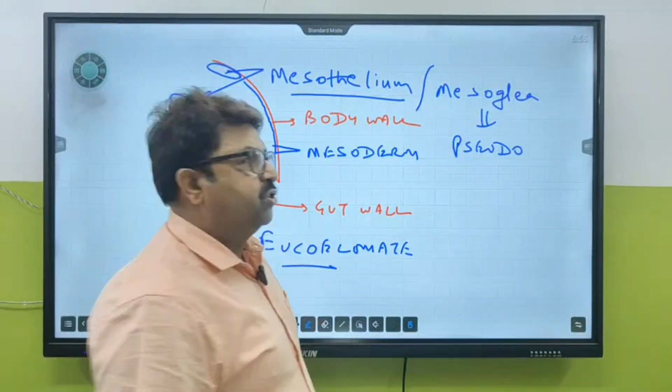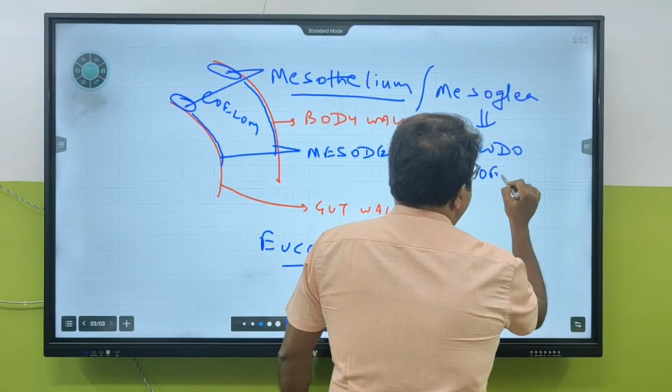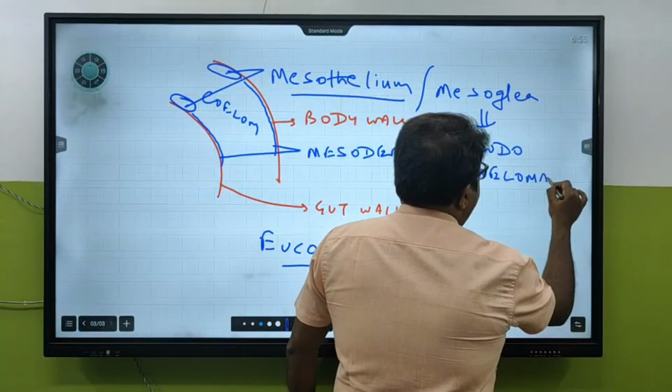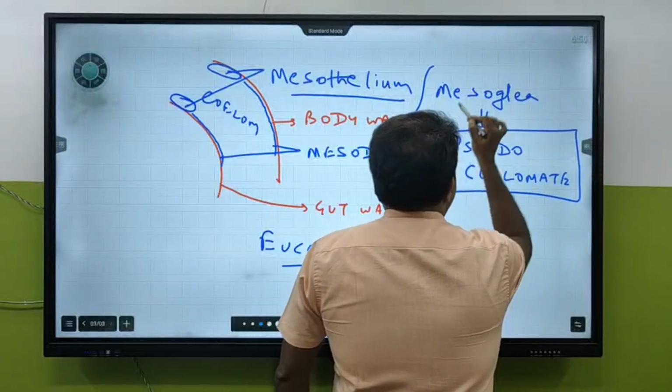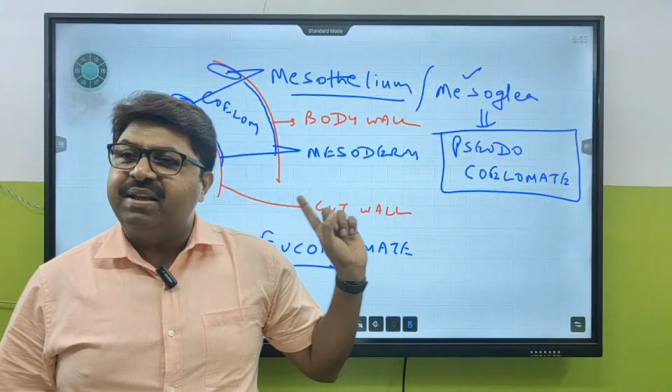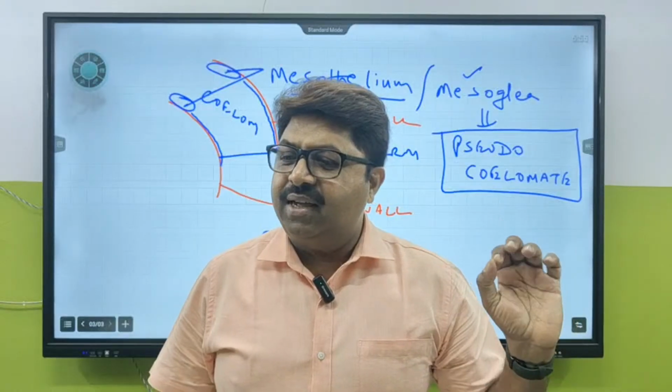Pseudocoelomate. So they are pseudocoelomate organisms. The first organism having false coelom or pseudocoelom is phylum Aschelminthes. This is a very, very important feature.